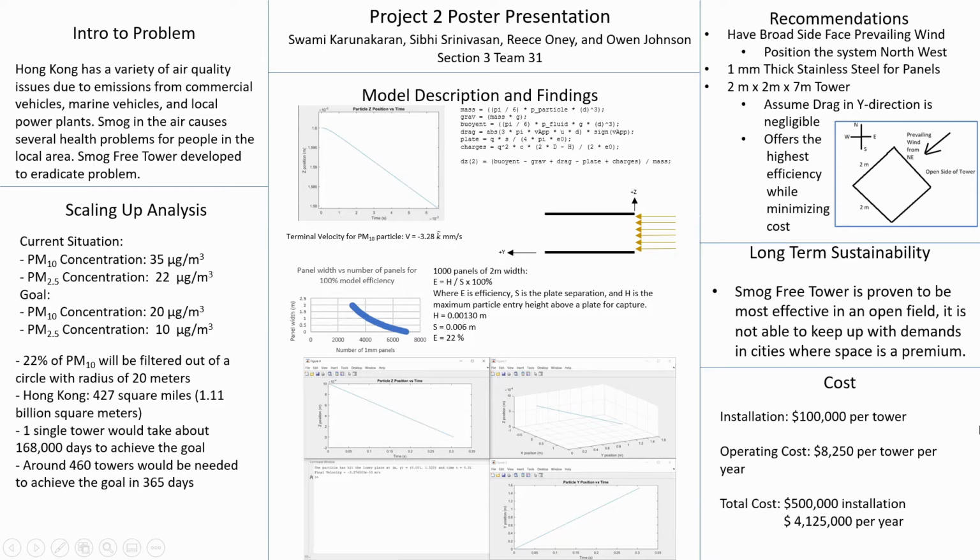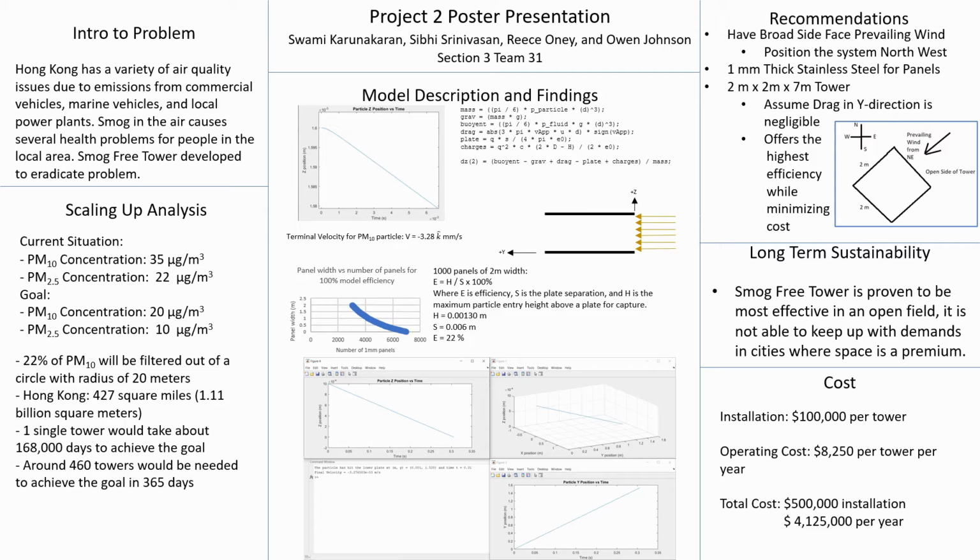Hi, this is Team 31's presentation for Project 2, where a smog-free tower was developed and implemented in the city of Hong Kong. A brief introduction to the problem. Hong Kong has been facing several air quality issues for a number of years.